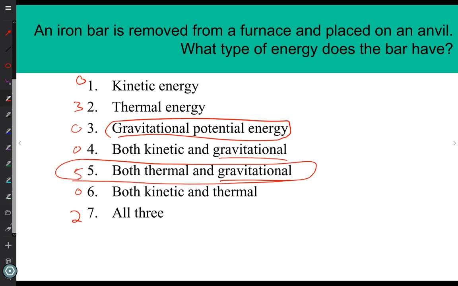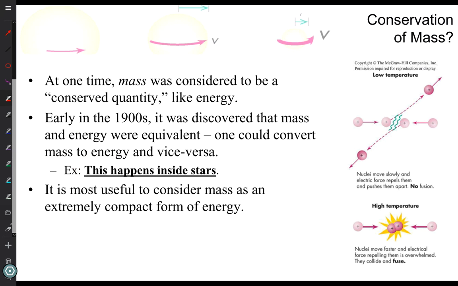But everything that has a temperature has thermal energy. But I said removed from a furnace just to emphasize it's hot, so it has more thermal energy than you'd expect. I place it on top of the anvil. It has gravitational potential energy because if it were to fall off of that, it would be able to convert that into kinetic energy. And when it hits the ground, it would do some work on the ground. But it does not have kinetic energy because it's not moving. Now, that's, of course, with respect to the anvil, but that's why that was the correct answer.